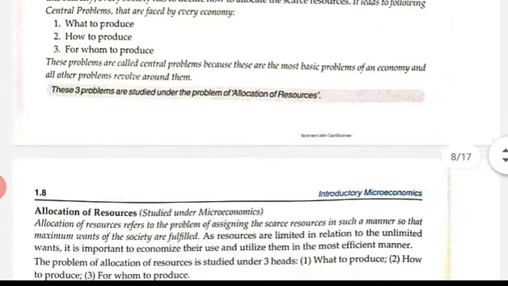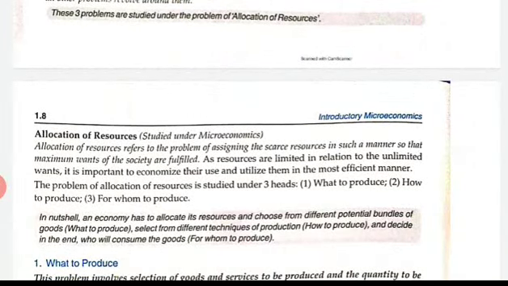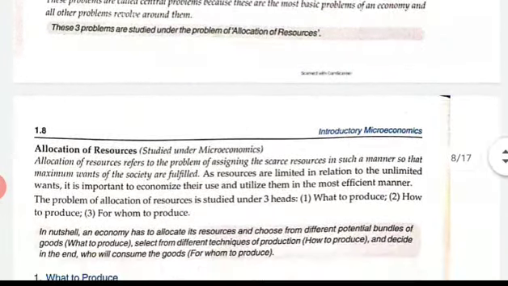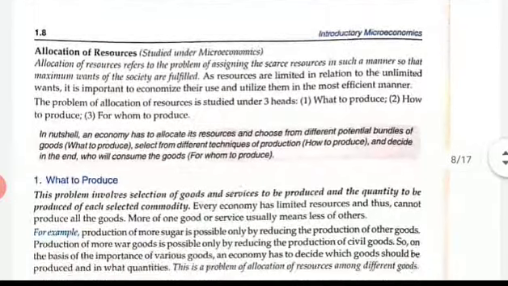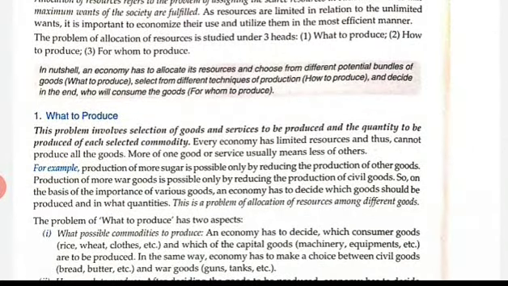So now we'll see this problem one by one. Okay. So the first central problem is what to produce.